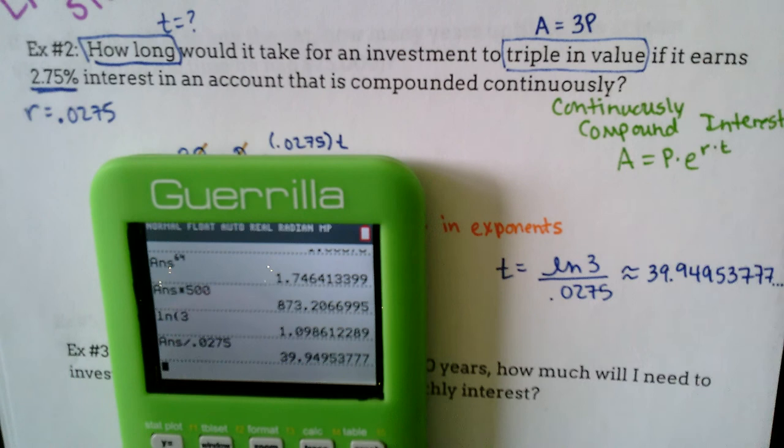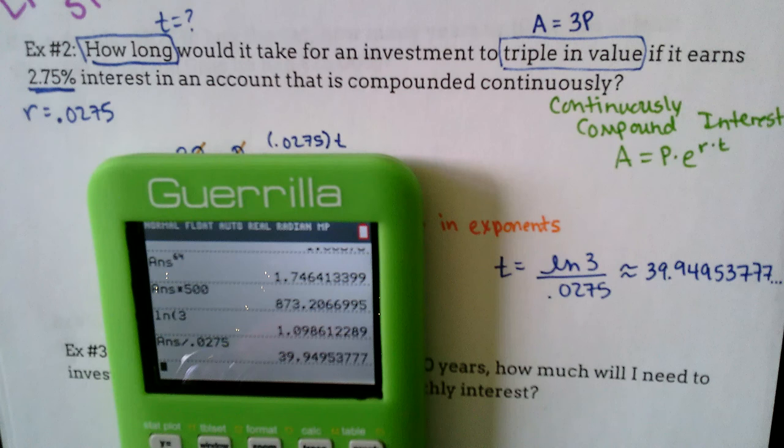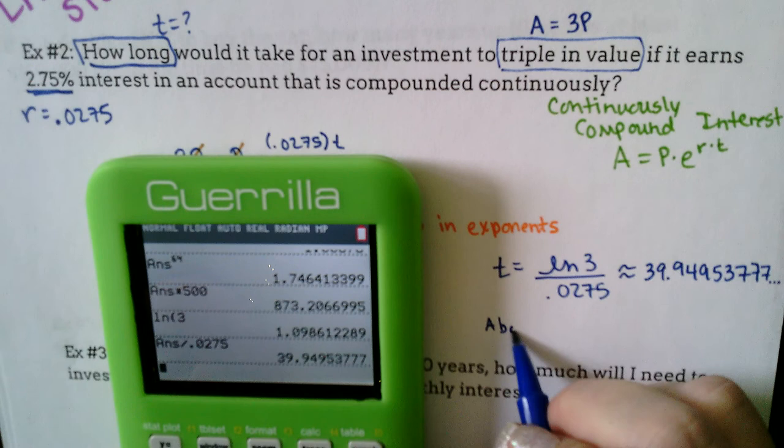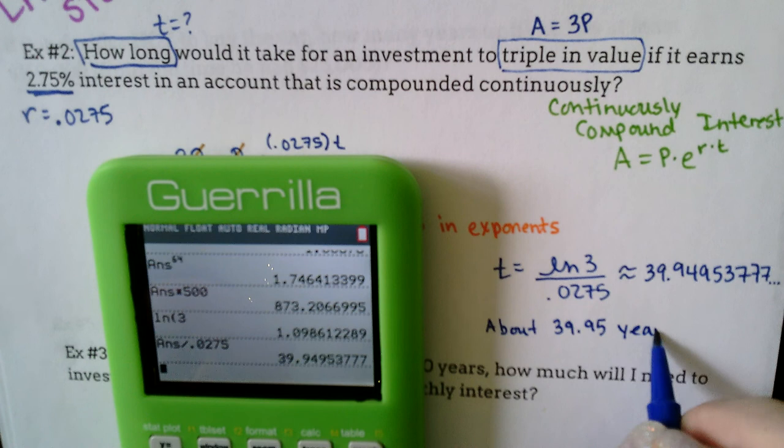So a couple of things that might happen. They might want us to round to a specific decimal place. So we might say it's about 39.95 years if that's where they want us to round. Or we might say about 40 years.